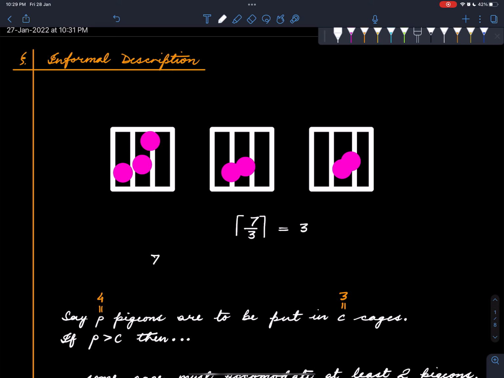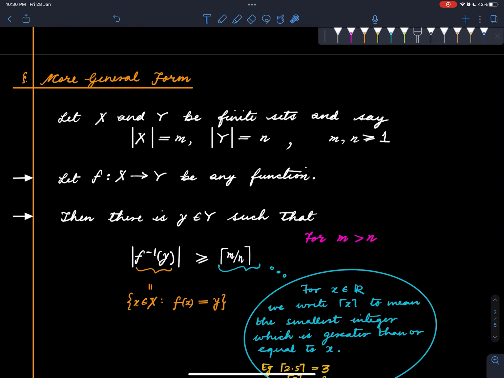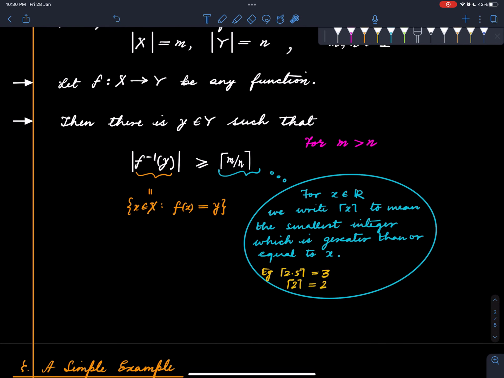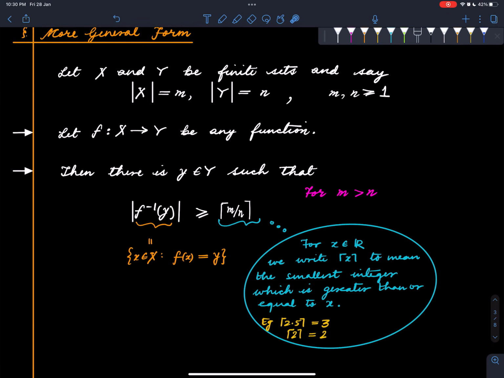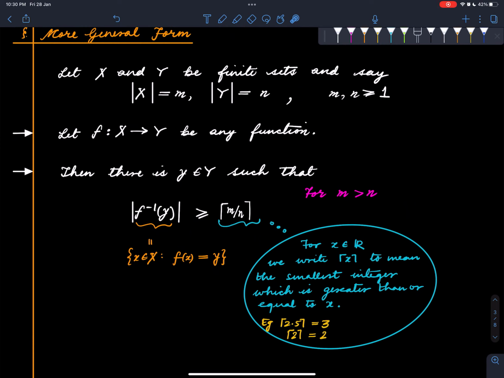You just write 7 as 3 into 2 plus 1. And this will show you that you'll have to have a cage which has more than 2 pigeons, and more than 2 meaning just 2 plus 1 extra. So therefore you get 3. And that is the statement of this thing. I encourage you to mull over this if this is not immediately clear, but this is not saying anything very much more complicated than that. So this is the most general version of the pigeonhole principle that I will be stating.